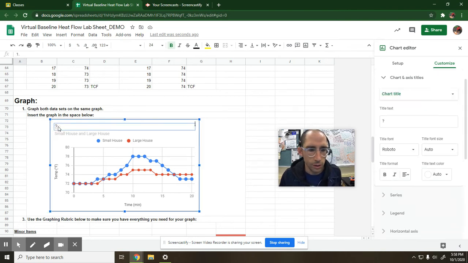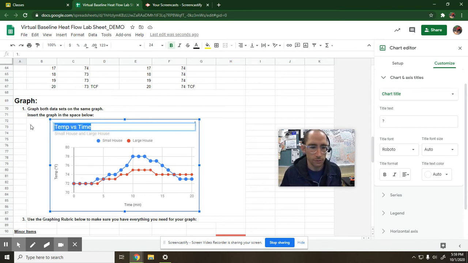What would be a good title for this graph, given that our two variables being plotted are temperature on the y and time on the x? You have two good options for a graph title here. I'm always a fan of y versus x. So what's our y variable? Yes, temperature. Versus, and our x variable is time. So temperature versus time would be appropriate.